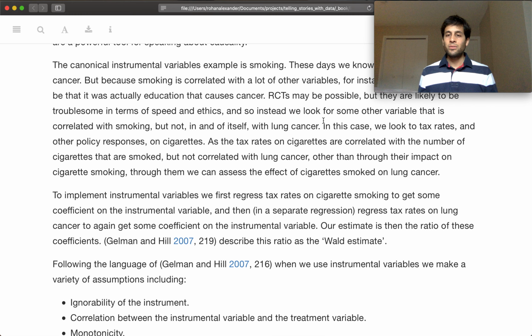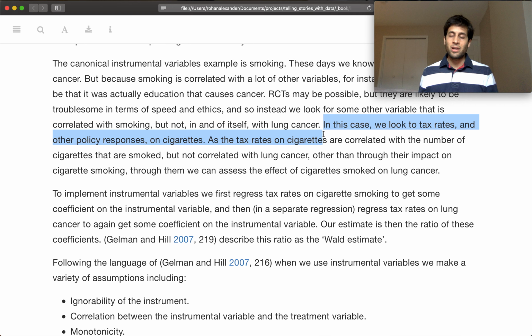Now, the go-to example is tax rates. And you may wonder, well, that's sort of a little bit weird. And if that's your reaction, then that's probably good. That's probably the sign of a good instrumental variable. But the reason that tax rates might be so useful is because tax rates are going to affect the amount that people smoke, which in itself will then affect their health outcomes. But tax rates, of course, by themselves aren't going to affect health outcomes.